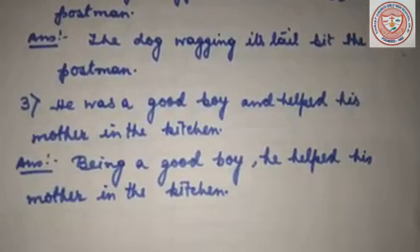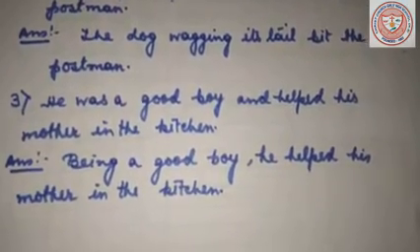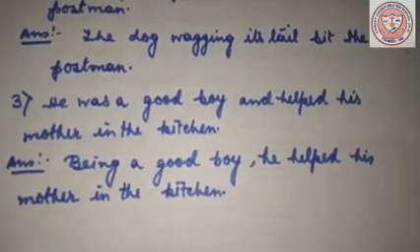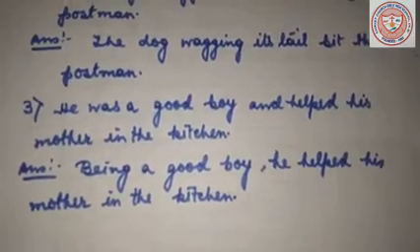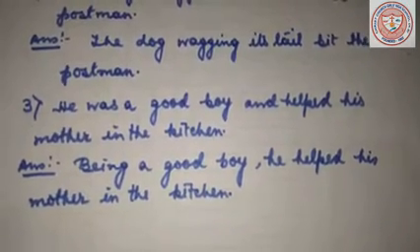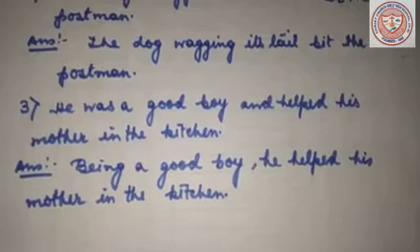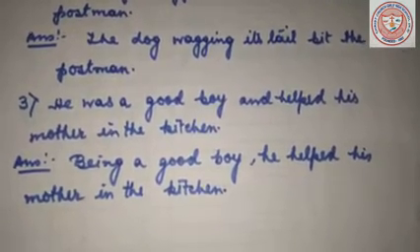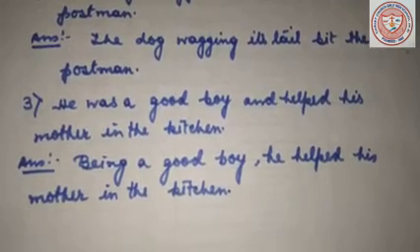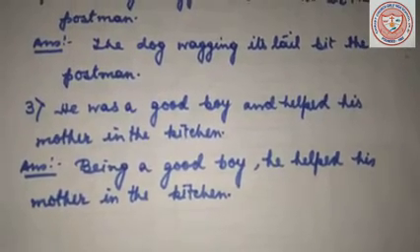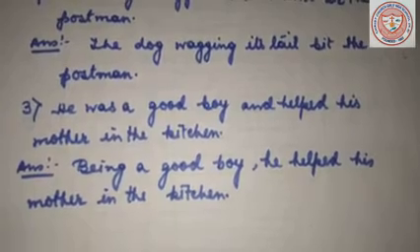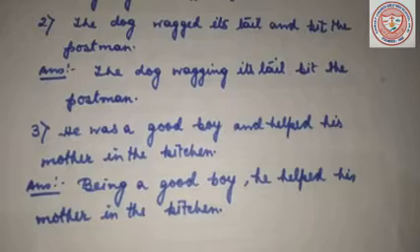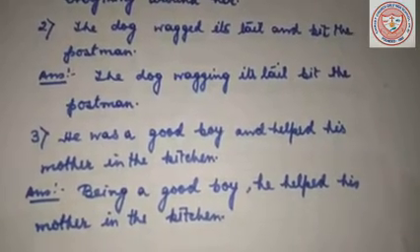Number 3. He was a good boy and helped his mother in the kitchen. Answer should be, being a good boy, he helped his mother in the kitchen. So, being a good boy, was a good boy, be verb is was. So, being, be plus ing is the verb form, and being a good boy. How was the boy? A good boy. So, that is an adjective in the sentence. So, all these are the examples of participle. In this way, we can transform the sentences with the use of participle.